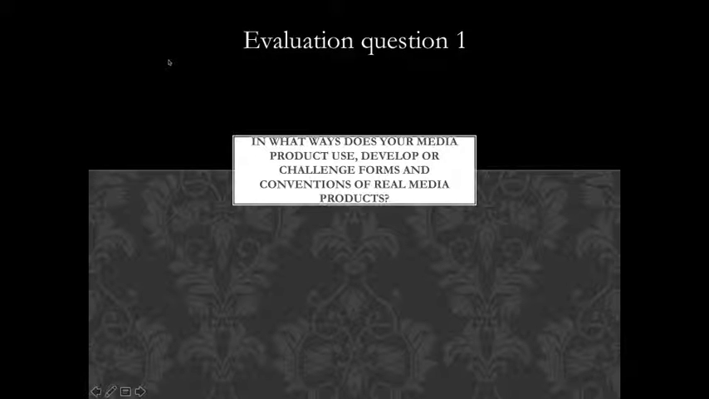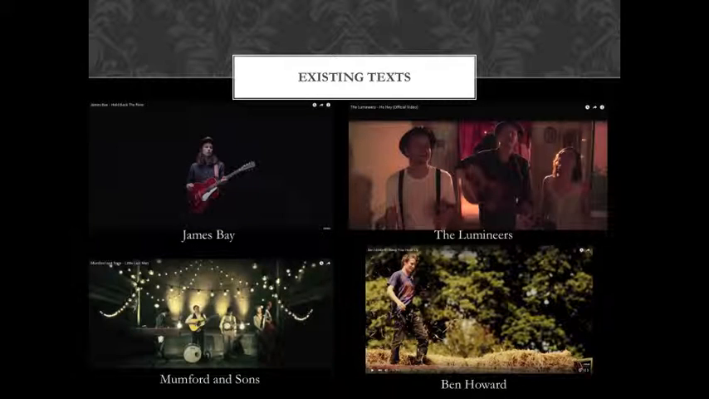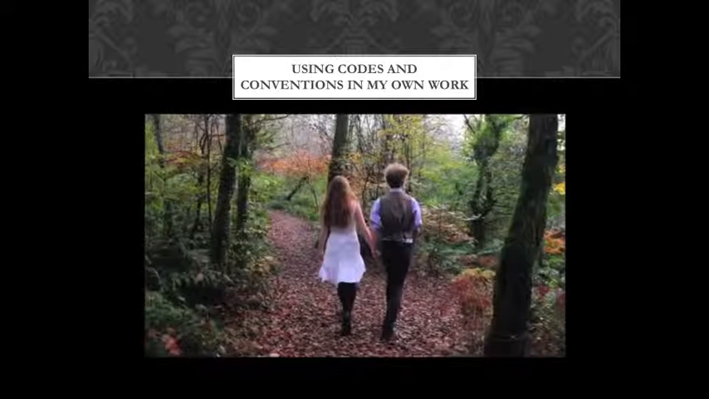Okay, so evaluation question 1. In what ways does your media product use, develop or challenge forms and conventions of real media products? So examples of existing texts are James Bay, The Lumineers, Ben Howard, Mumford and Sons, and then other examples are also First Aid Kit, Noah and the Whale, Laura Marling and Half Moon Run. They're all indie folk bands or artists, which is the same genre that I chose to do for my product.